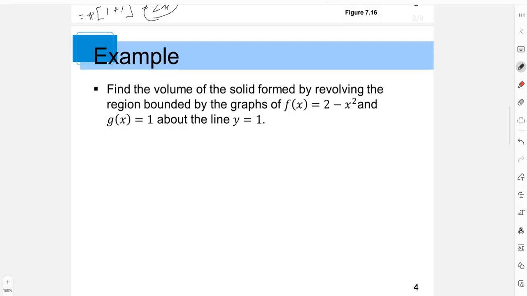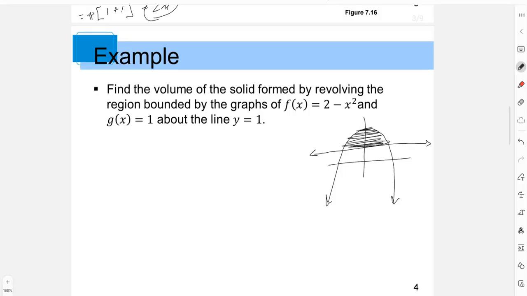So f of x is 2 minus x squared. So it's the graph x squared, which is a parabola that's up. We're going to reflect it, so now it's upside down, and we're shifting it up 2 units. So now it's going to look something like this: upside down quadratic, shifted up 2 units. And then the graph g of x equals 1. So that's just a horizontal line. So there's our graph.